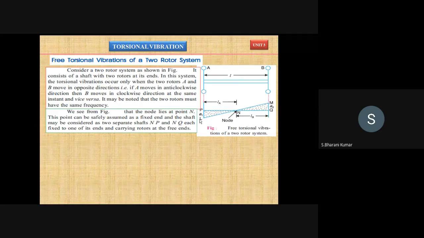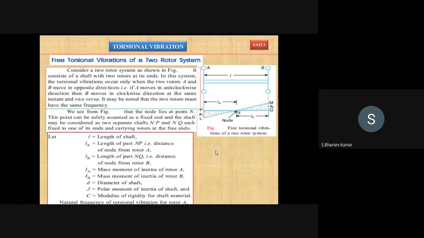In this diagram, there is a minimum position and a maximum position on both sides. The positions at both ends are not the same, and according to that the frequency varies. The node is not at the center point; it will vary somewhere else, plus or minus from the center point. Because of the weight conditions and the speed conditions, it varies based on the application. This is called a two rotor system.